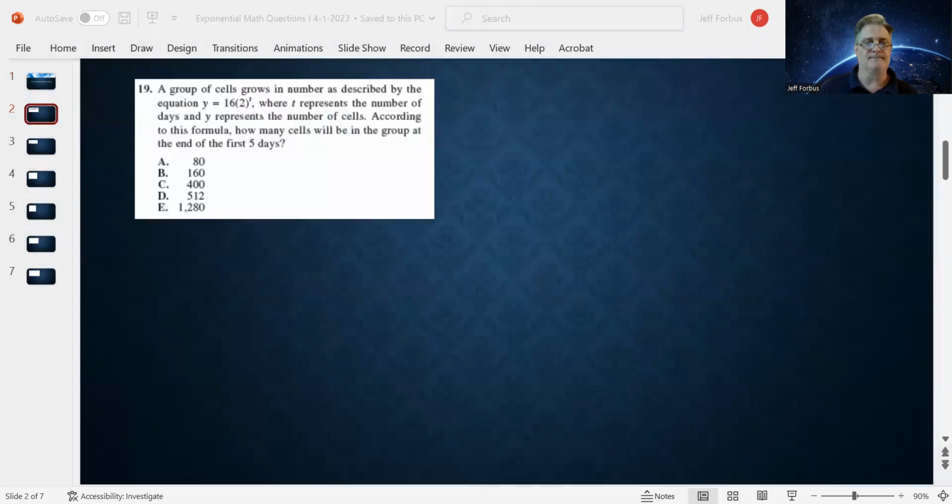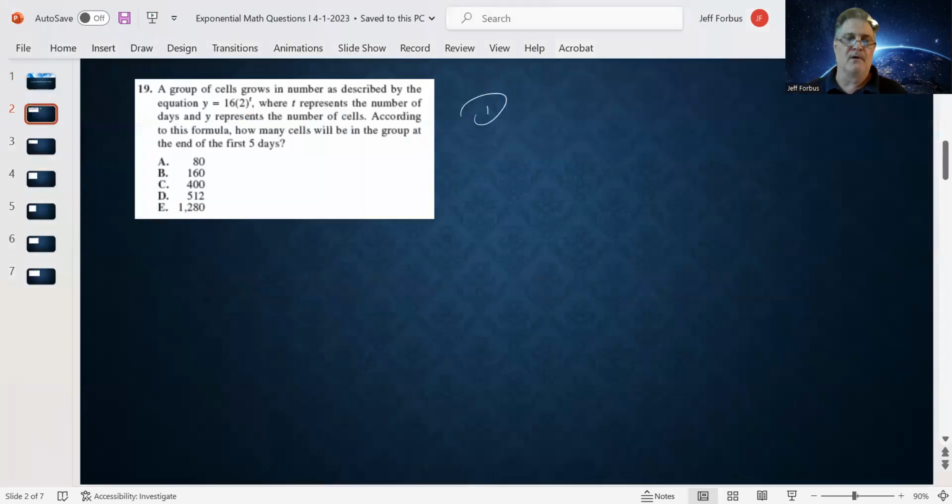All right. So a group of cells grows in number as described by the equation. So they give you the equation. Y is equal to 16 times 2 raised to the t power. And that tells you t represents the number of days. So t refers to days. Okay. And y represents cells. So cells.